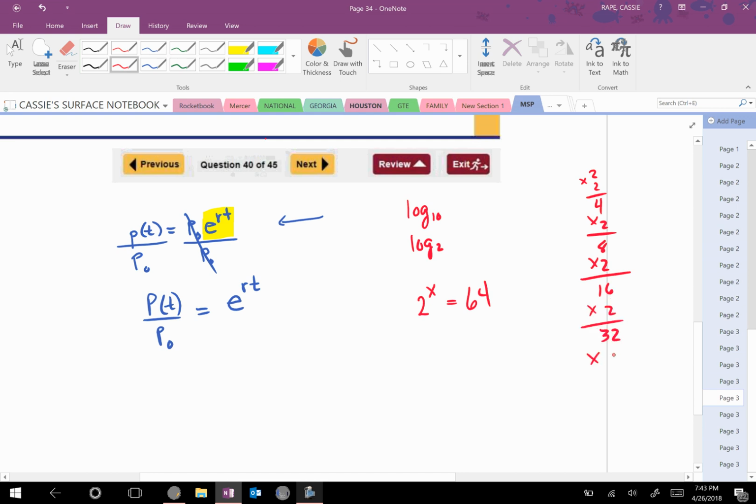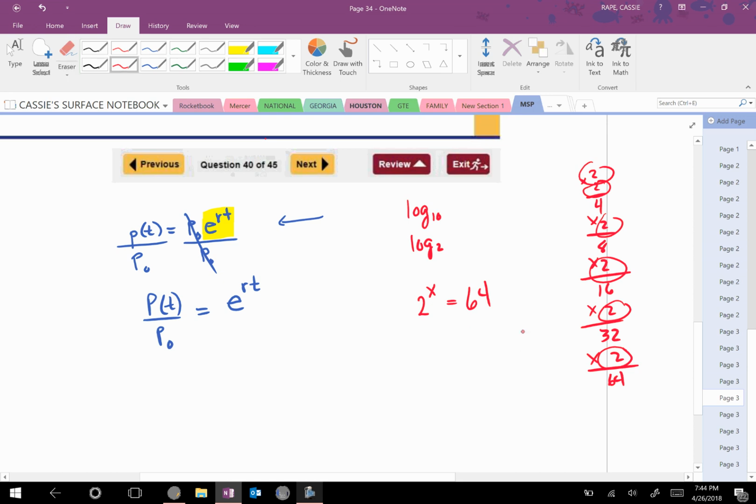Okay, so I got there by using 1, 2, 3, 4, 5, 6. So that means that x equals 6. Most logarithm or exponential expressions that need to be solved aren't nice even numbers that you can figure out. In fact, a lot of times the x variable up in the exponent's place isn't even a whole number. So the solution to that is to take a log of both sides.